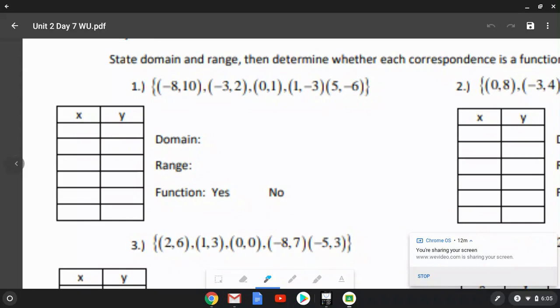So number 1, I'm going to write these as ordered pairs in the boxes they give us. You don't have to, but I think it makes it easier to see if there's any doubles and if something is a function or not. All right, so let's take a look. So that's in numerical order for your domain. So that's -8. We have -3, 0, 1, and 5. And then my range value, the smallest number is -6. Then it goes -3, 1, 2, and 10.